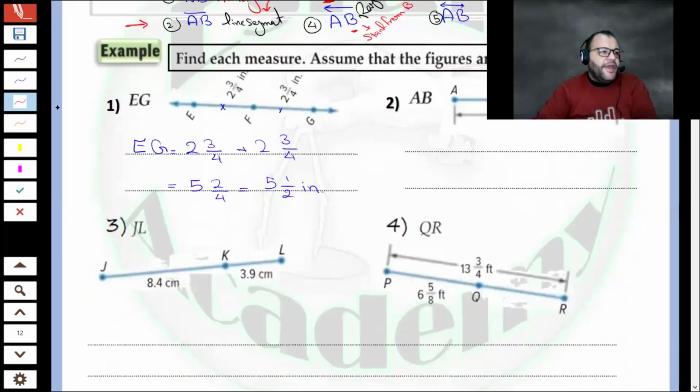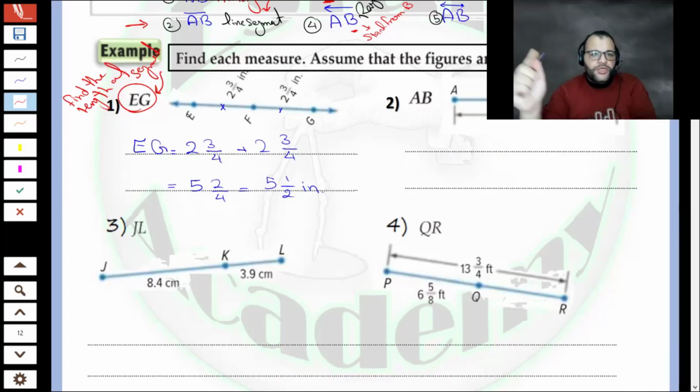So when I write AG this way, it means I need to find the length of the line segment EG. You understand this one? And instead of writing the length of the line segment EG, we just write EG without any line.